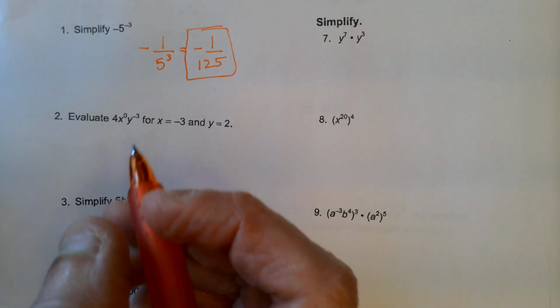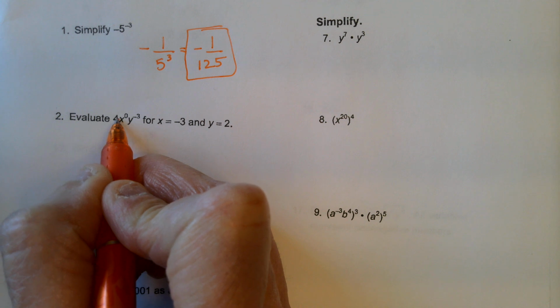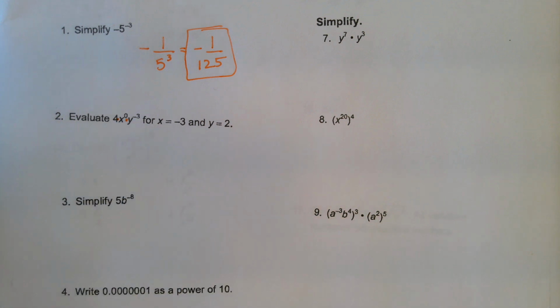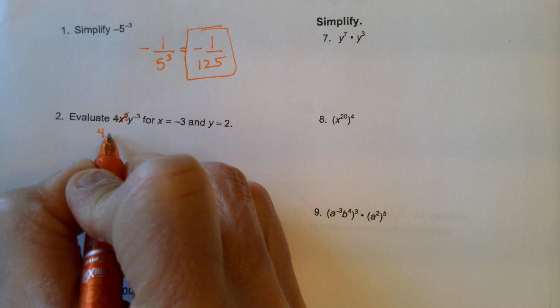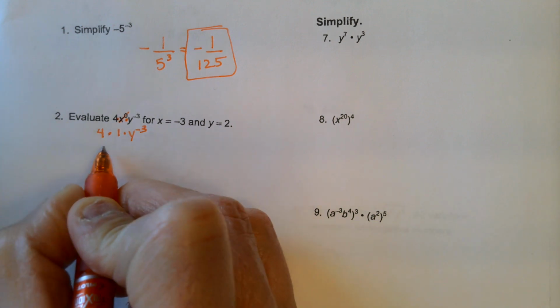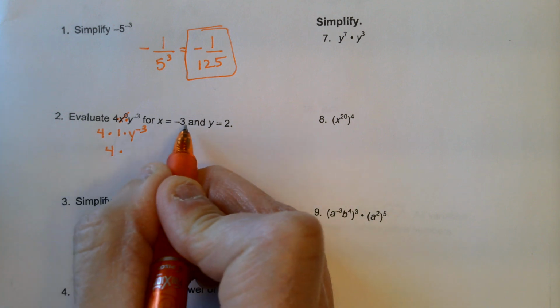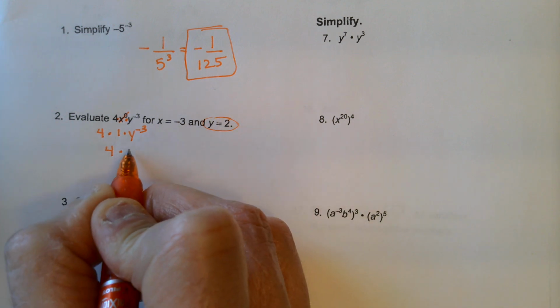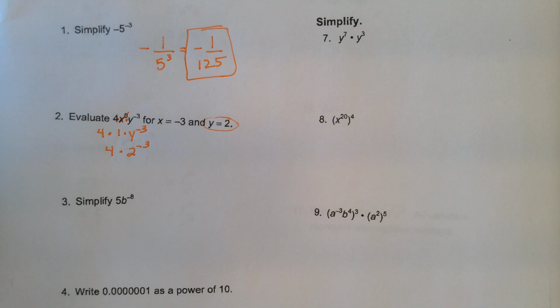Number 2. I've got 3 things multiplied together. I've got a 4, an x to the 0, and a y to the -3. Before I move on, I see x to the 0 and want to get rid of that immediately, because that's 1. So I have 4 times 1 times y to the -3. 4 times 1 is 4 times y. Where's my y? Here it is. y to the -3. All right.